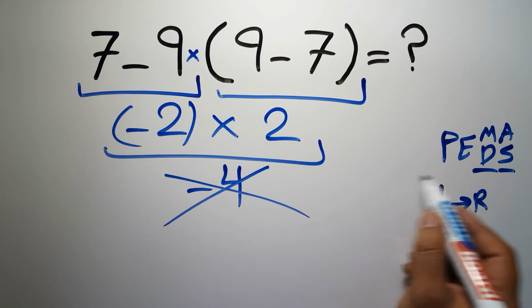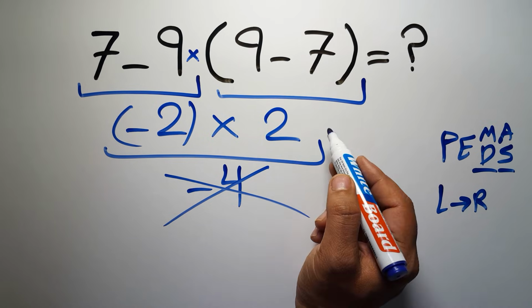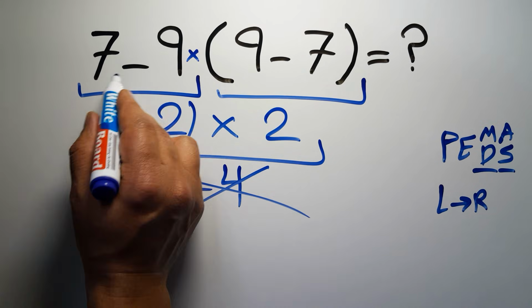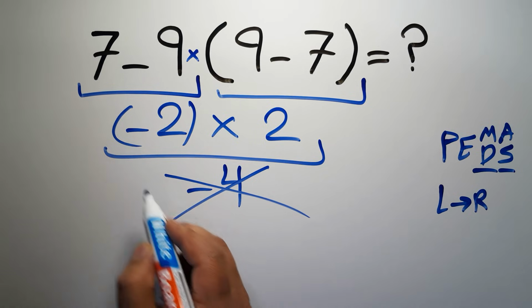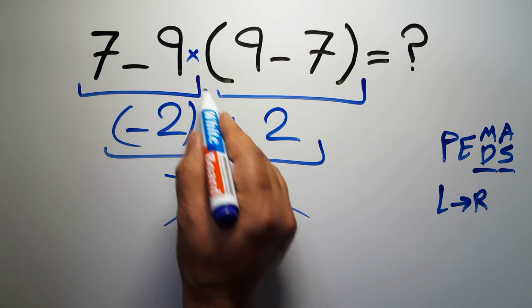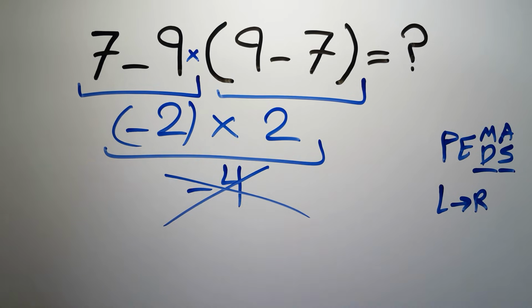Okay, so according to the PEMDAS, first we have to do this parenthesis, then this multiplication, and finally this subtraction. If we do this subtraction before this multiplication or this parenthesis, it is wrong.